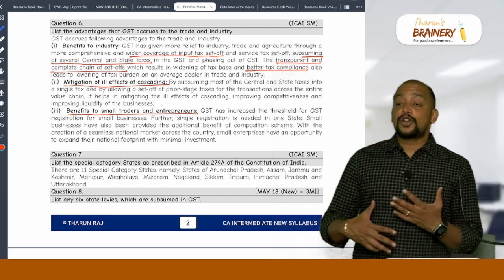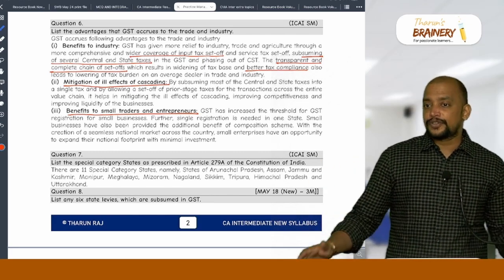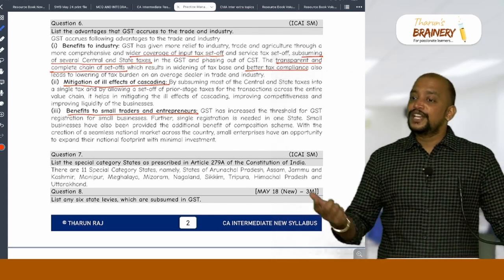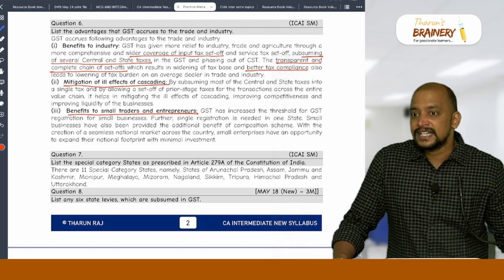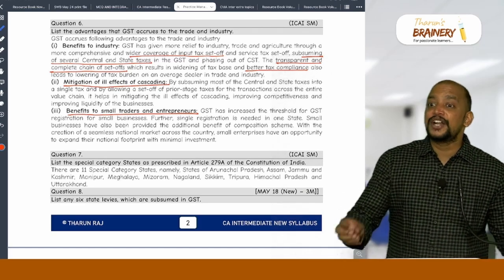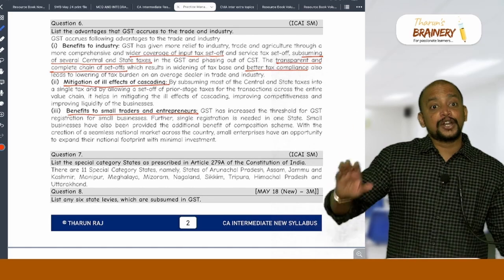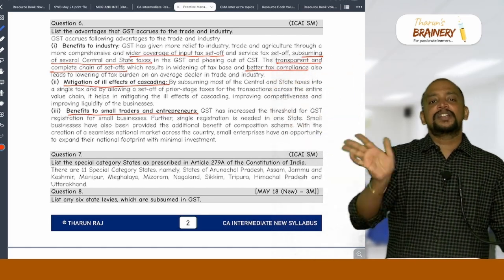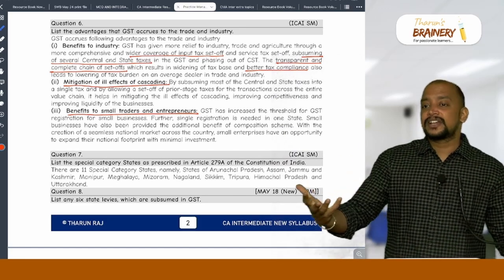Even if they cross 20 lakhs, but their turnover is somewhere like 1 crore, 1.5 crore, they are eligible for something called the composition scheme. They need to pay tax, but they are not required to pay the regular rates of tax. Rather, they will be paying tax at reduced rates like 1%, 5%, when the regular rate is somewhere like 12%, 18% or 28%, but they will not pay that much. So these are the benefits given to small traders and entrepreneurs.